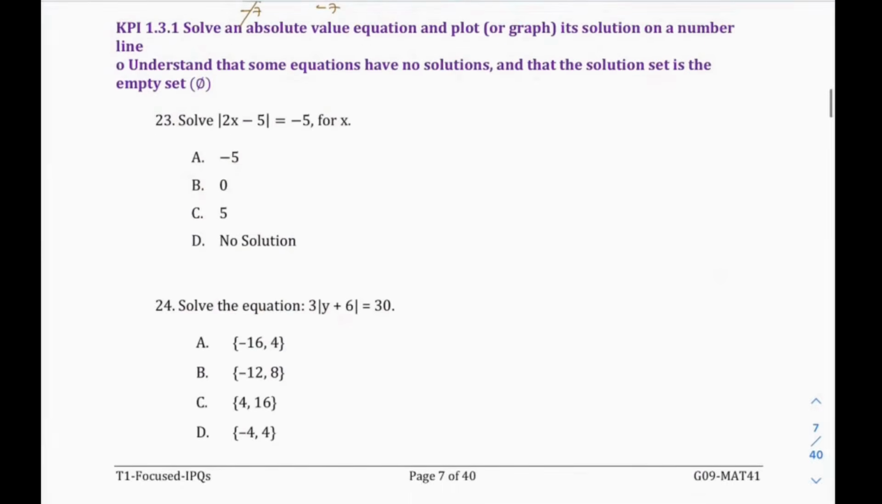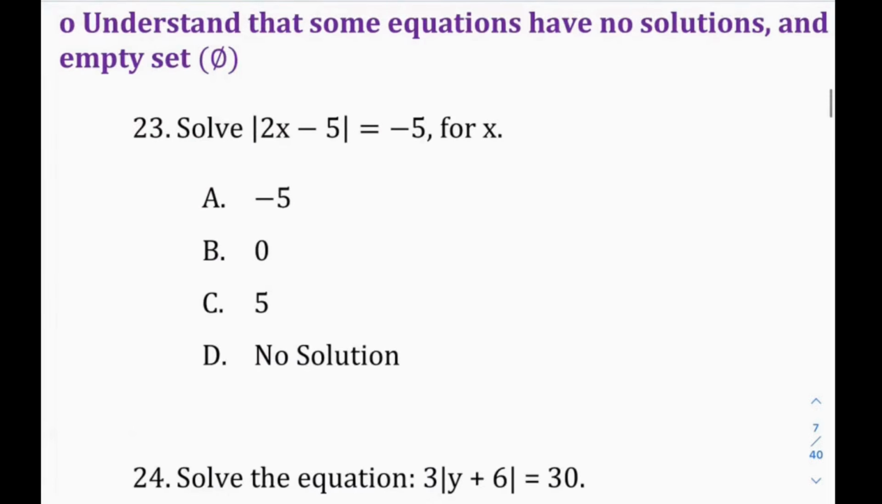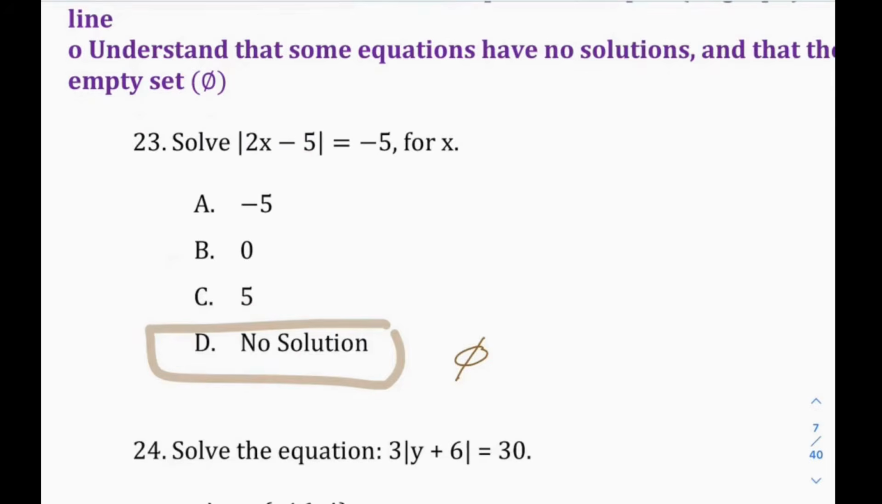Reaching the absolute value equations. Of course, it's important to know that the absolute value will always be positive. So when you have an absolute value equal to a negative number and it's isolated already, then directly you don't need to solve and you will say no solution.